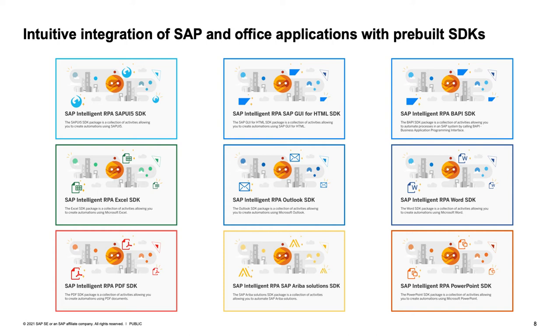Additionally, following our low-code, no-code approach with visual programming capabilities, we constantly update our SDK packages and add new ones, offering a large number of activities to automate your process on SAP applications, including SAP UI5, SAP GUI, Ariba, BAPI, and so on. And we also provide a set of pre-built activities to automate bots on Microsoft Office applications, such as Excel, Outlook, Word, and PowerPoint. Finally, our PDF SDK is a collection of activities allowing you to extract data from PDF documents with your bots.